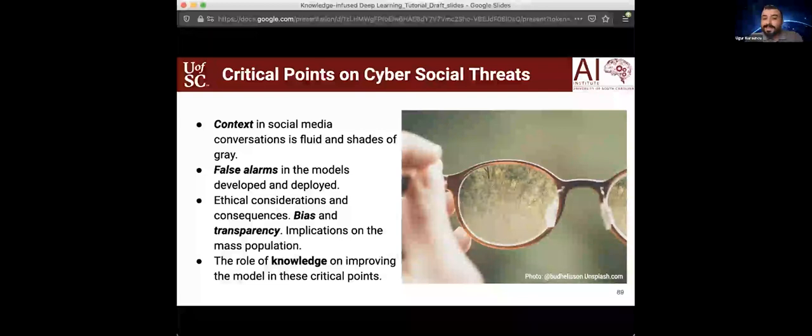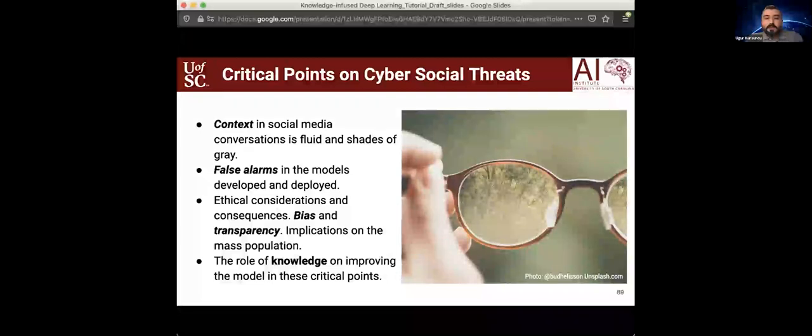Some ethical considerations are also quite important, for example the bias and transparency in your model, and how your model is making decisions. Is your model biased or not? How did you train it? What kind of algorithms are you using? The datasets and algorithms are created by people, so how are these people creating their biases, or how are they trying to unbias themselves? There are a lot of questions around these considerations, and the implications of these ethical issues on mass populations are quite significant.